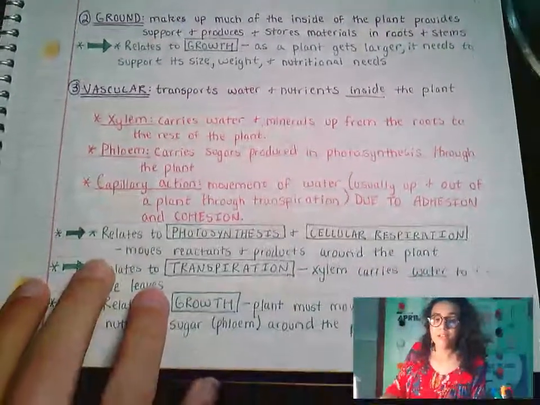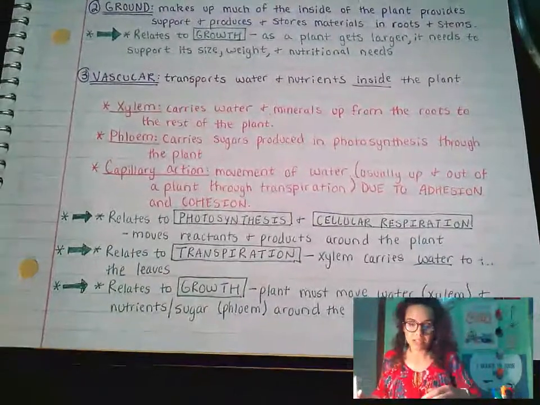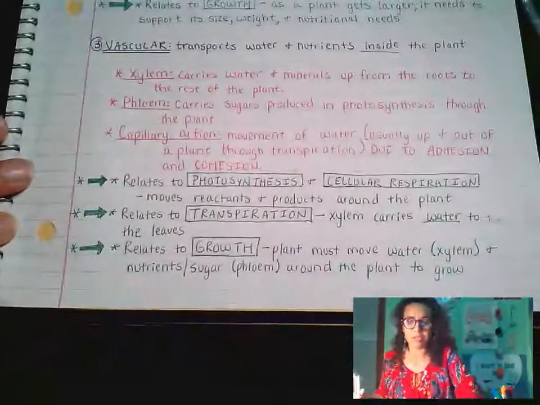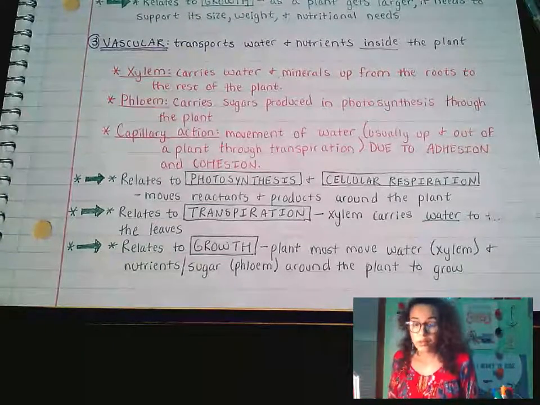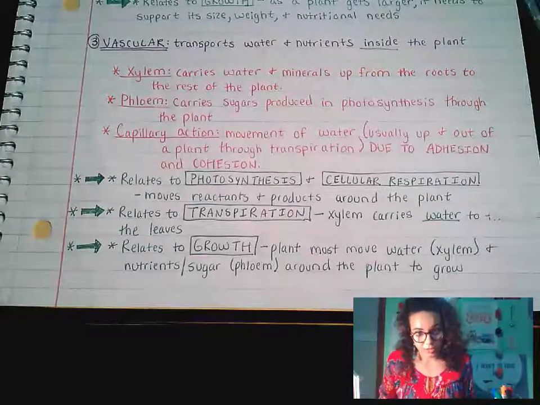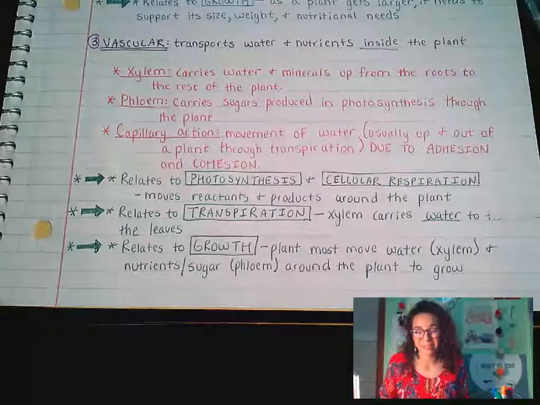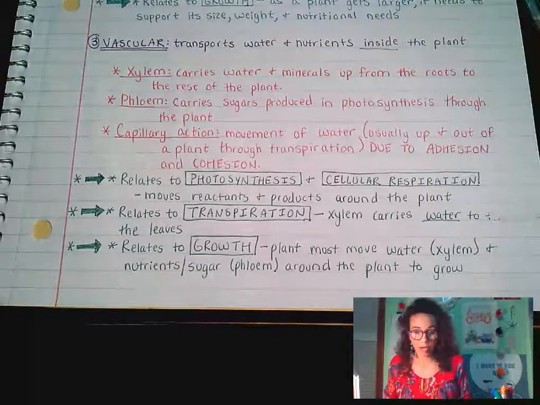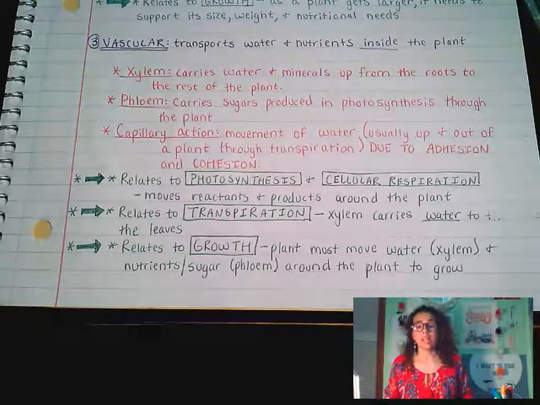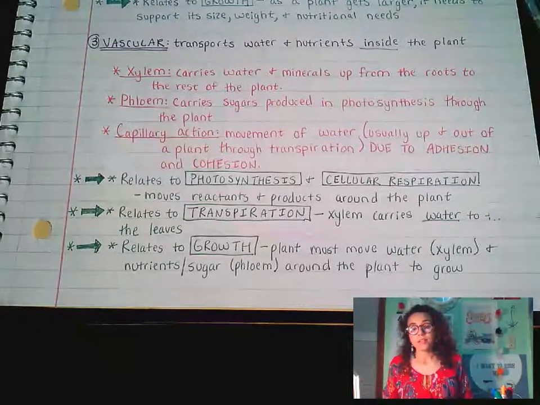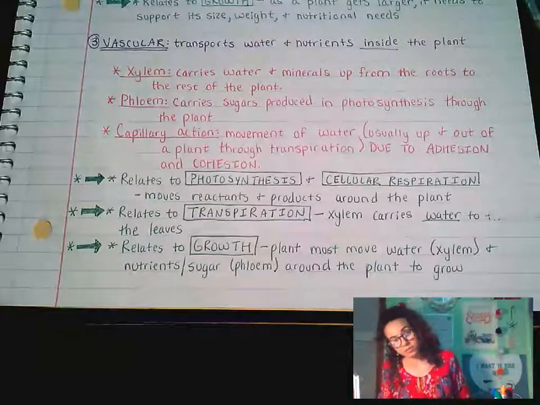And our last one here, the vascular tissue relates to photosynthesis and cellular respiration. So it moves reactants and products around the plant. Remember we talked about our reactants and our products with photosynthesis and cellular respiration. Our reactants are going to be on the left side of our arrow, and our products are going to end up being on the right side of our arrow.